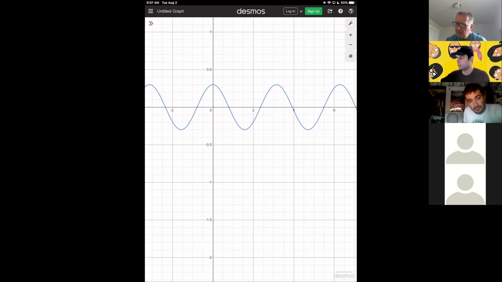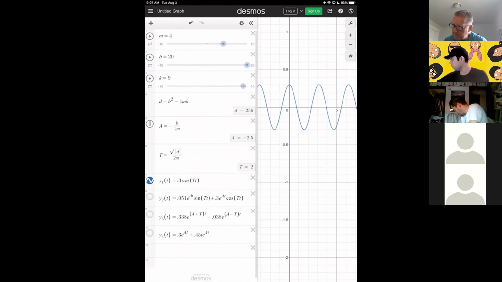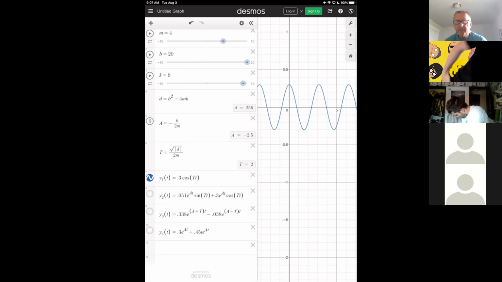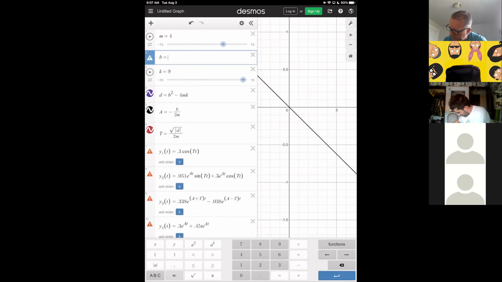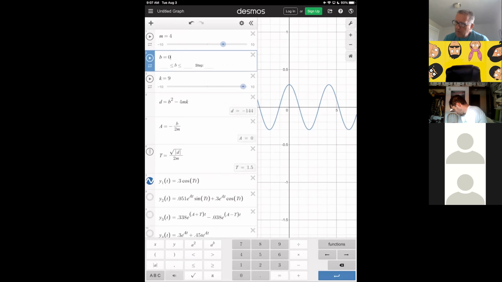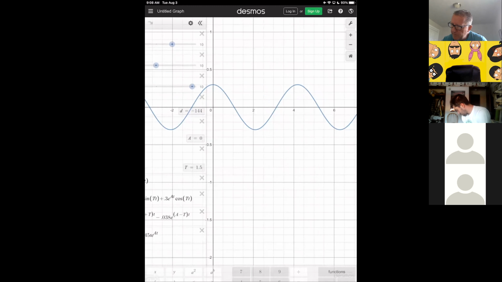I should show you that at least real quick. Notice I made this Desmos to work for any value for M, B, and K, but if I go back here and put in what we said, a B value of 0, so M is 4, B is 0, K is 9, I have a more formulaic answer. It says y1 of t, case 1, is 0.3 cosine of capital T. Capital T is 1.5, 3 halves. And this is the graph of that.